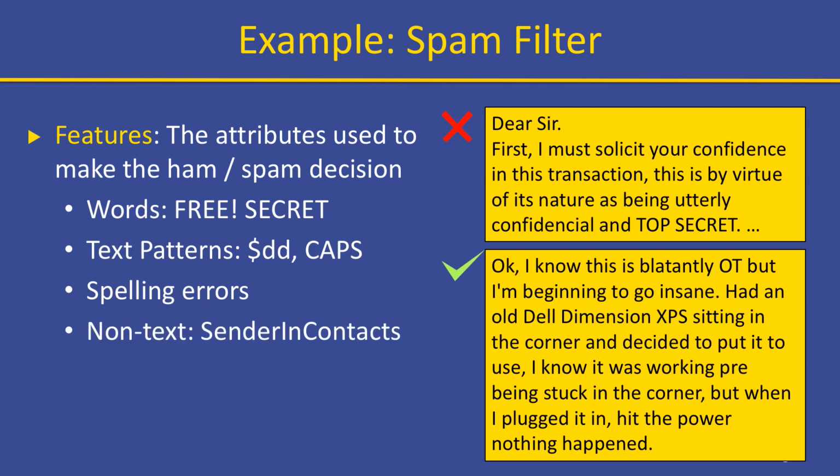And finally, there are also some non-text clues. For example, we can look at the sender of the message. If this is someone in our contacts, then it's likely that this message is ham, even if it's written in all caps, even if it contains spelling mistakes and dollar signs. It could just be a message from our friend who can't spell and who wants to sell us his old car.